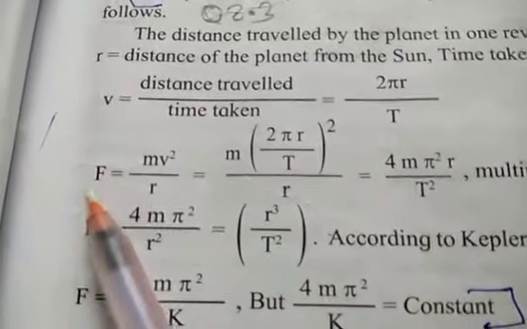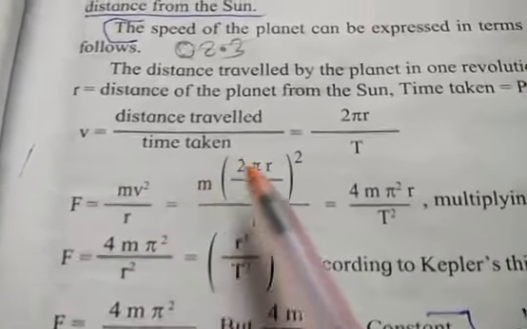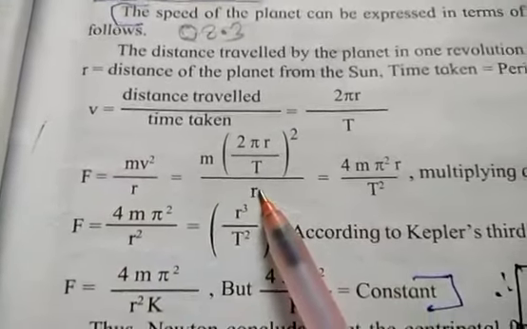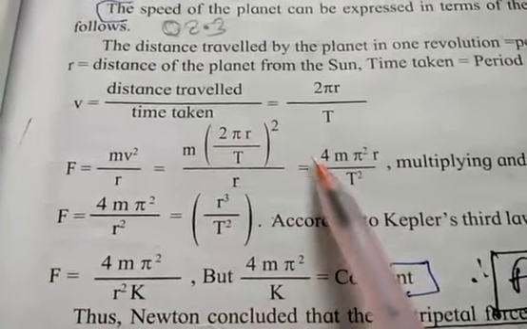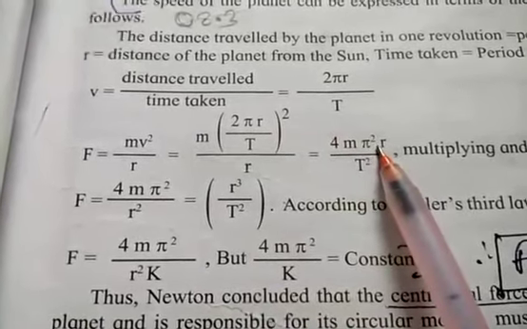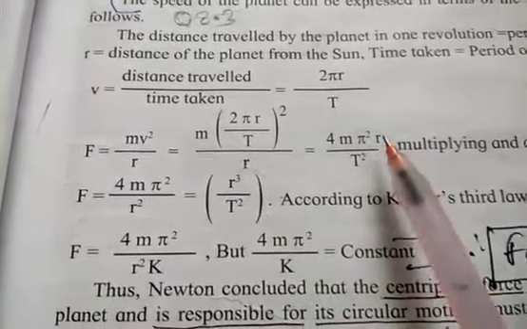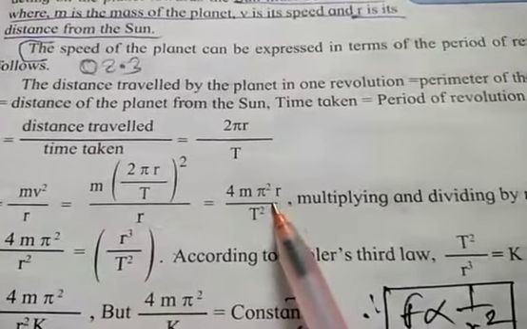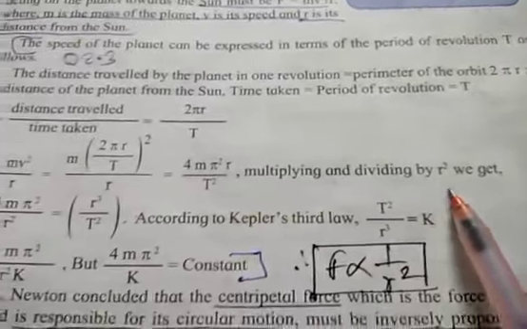Then force is equal to mv square upon r. What is the value of v square? That is (2 pi r upon T) whole square, upon r. Then m is written first, 2 square is 4, pi square is pi square, and r square means r into r, and this is upon r. So this r and this r get cancelled, and we get simple r. So we get 4m pi square r upon T square. We have multiplied and divided by r square, and we will get this equation.